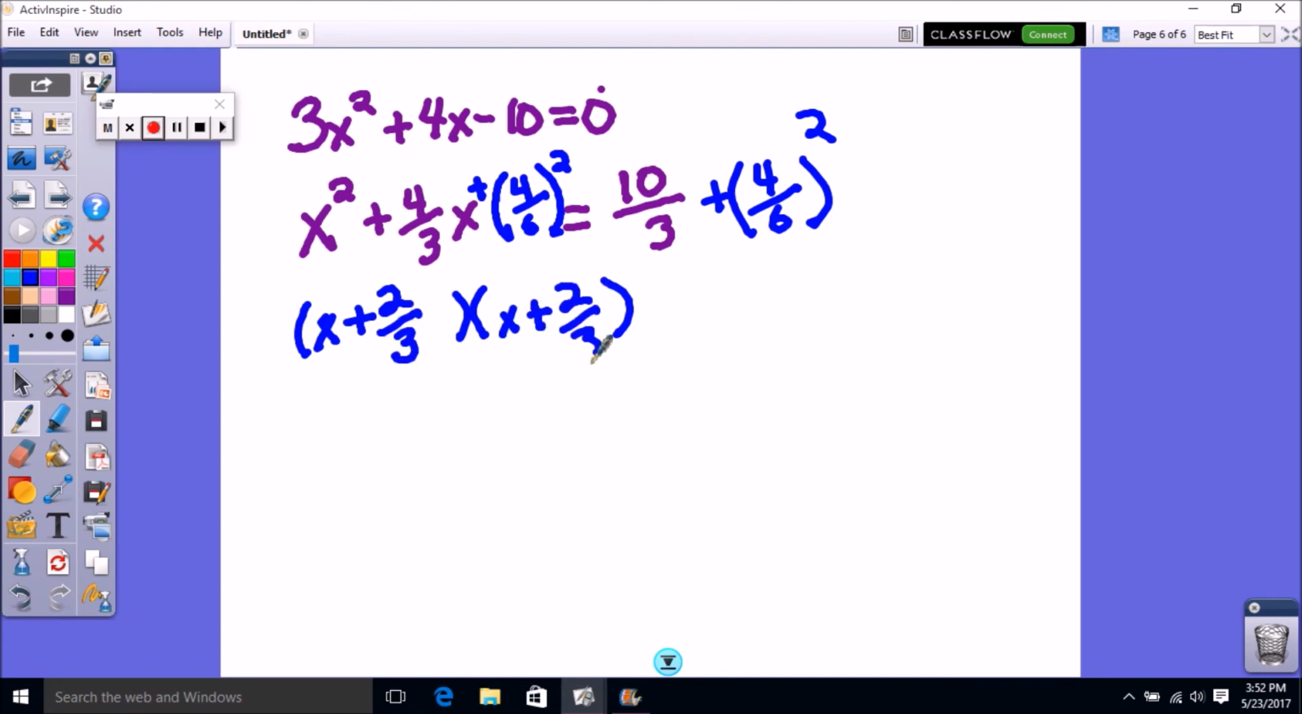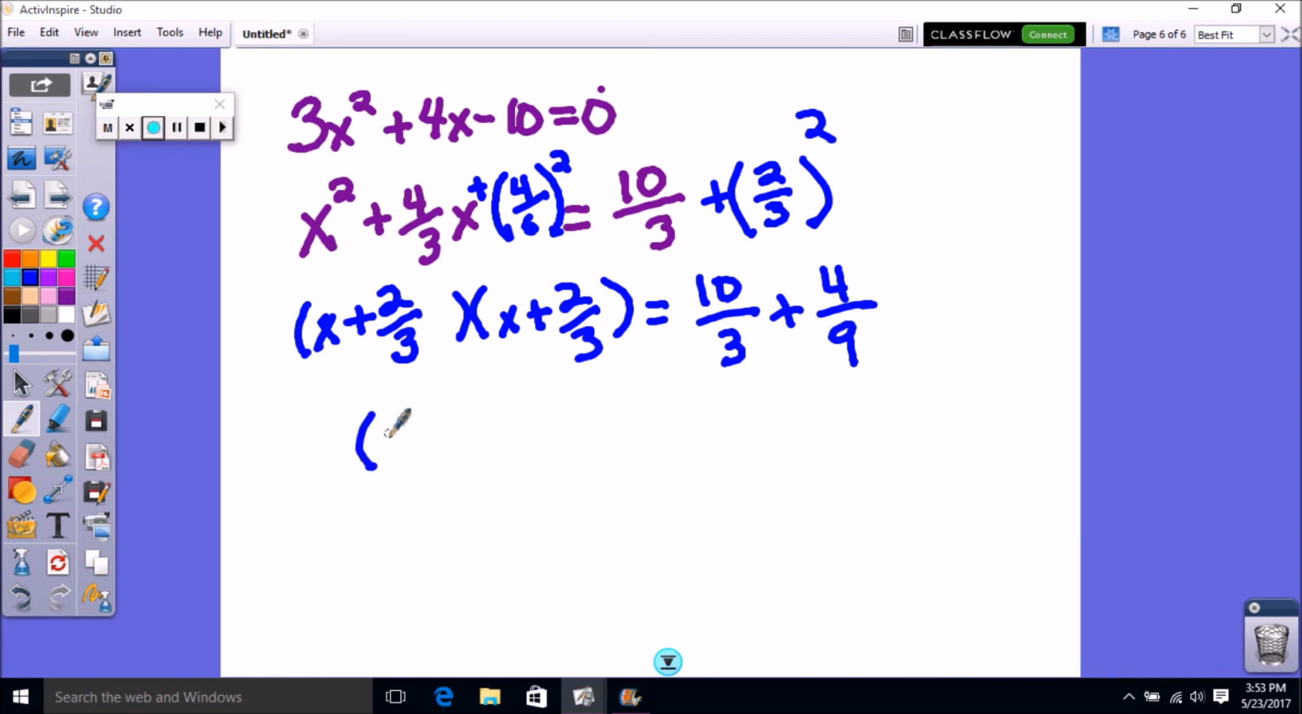Okay, so guys, this one is a little bit different. You understand why I have 2/3 there and not 4/6. Again, over here, to make life a little bit easier, I'm going to go ahead and simplify 4/6 to 2/3 and then square it. So I have 10/3 plus 4/9. Correct?